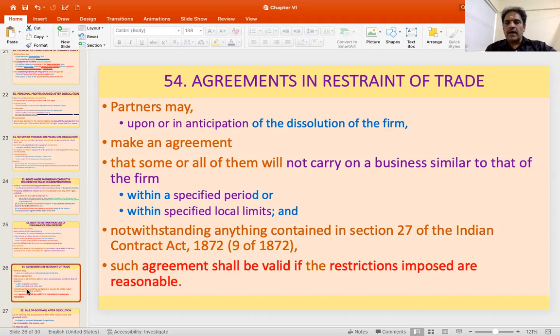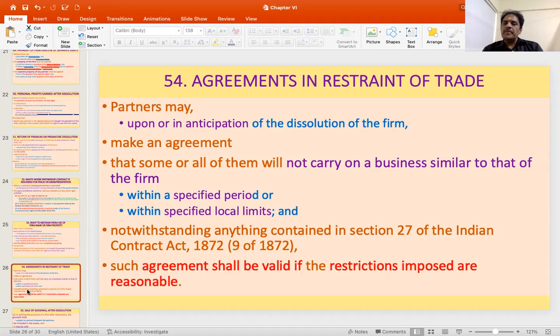What will be the agreement that they will enter into? It will be an agreement in restraint of trade. So this agreement will be in terms of doing what? Not carrying on a business similar to that of the firm. And where should he not carry on the business? Within a specified period, so maybe up to 5 years, you are not supposed to be doing the business. Within a particular localized limit, say 10 kilometers around this firm, you are not supposed to be doing the business. So this kind of terms can be set basically to ensure that someone would be taking over the firm, or the firm would again continue.